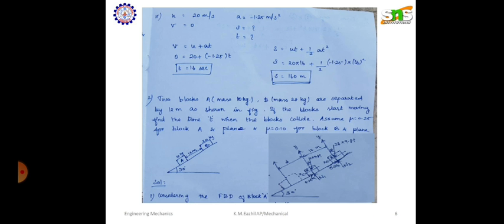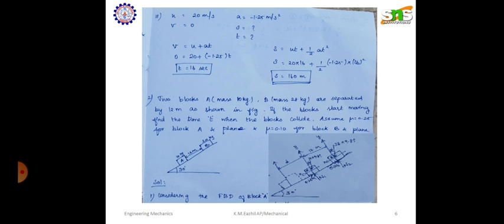Considering the free body diagram of block A, by Newton's second law of motion, sigma Fx is equal to m ax. For the horizontal, the equation is 10 into 9.81 sin 30 minus 0.25 into 10 into 9.81 cos 30 is equal to m a, which is 10 into the acceleration value. We will get the acceleration for block A as 2.781 meter per second square.